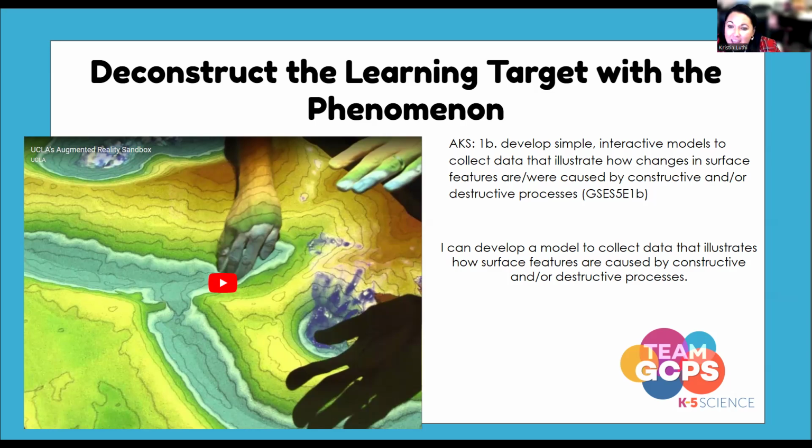So they are going to take that academic vocabulary and what they're learning and embed it into their phenomenon and the questions that they're asking. So that's a great way to, number one, help with what they're learning. And that's really that explicit instruction. We're telling them, okay, guys, we are going to develop a model to collect data to illustrate surface features of constructive and destructive processes, and showing them the phenomenon, they're able to make that natural connection.